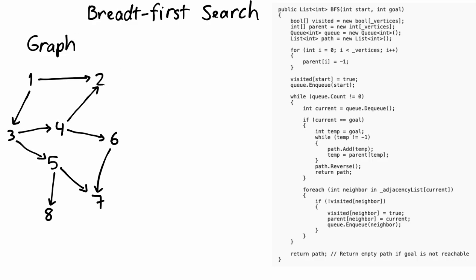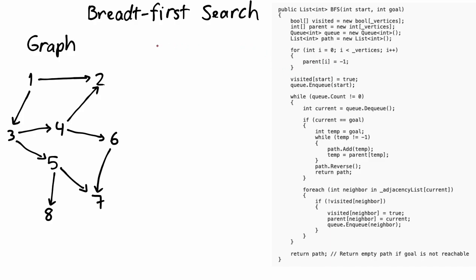Okay, let's look a little bit at breadth first search, and here we have an example graph like this one. We have the breadth first algorithm which tries to find a path from the start node to the goal node, and it returns a list of those nodes which we travel through on that path.